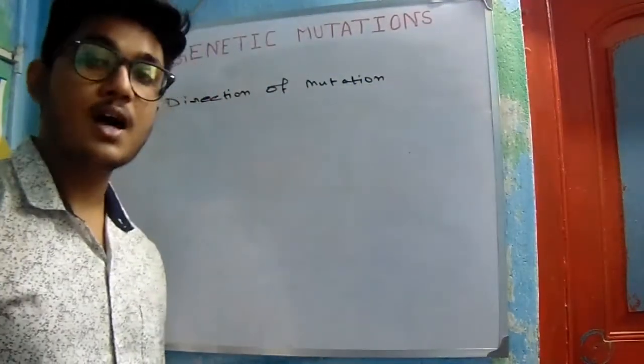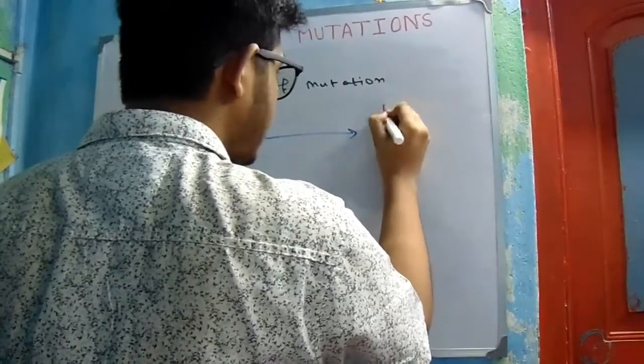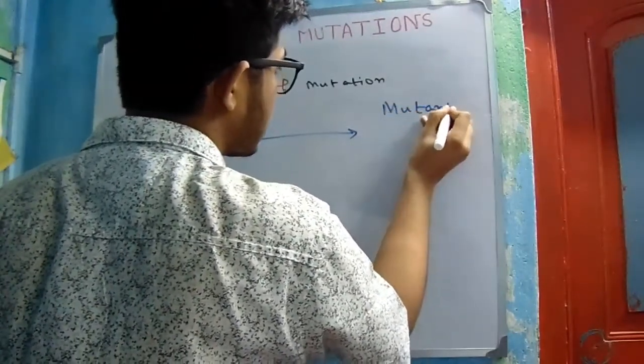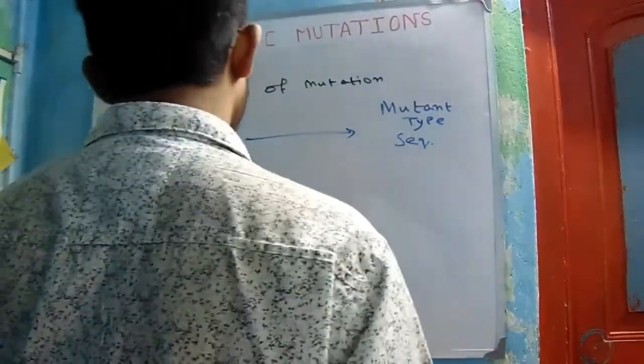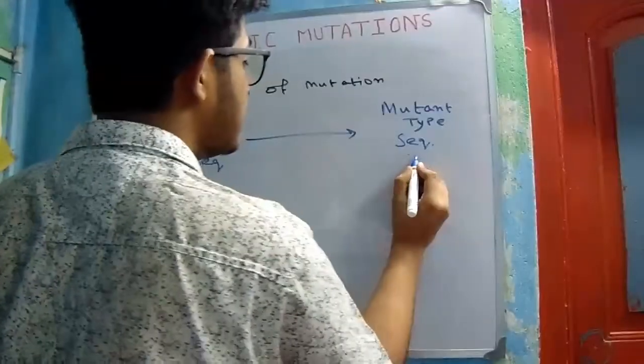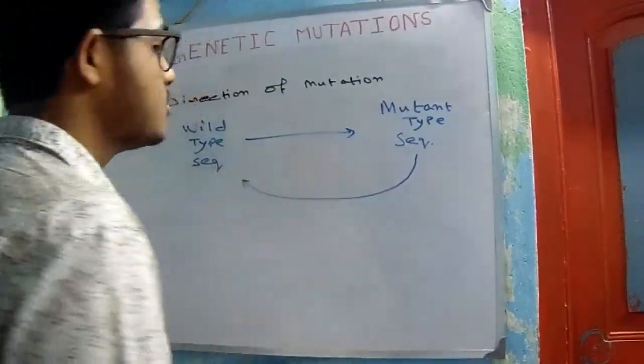When the DNA sequence is unaltered, that means it is in its original form, we call it wild type sequence or allele. And after the mutation, it becomes mutant type sequence. And sometimes I'm saying it's not permanent because sometimes the mutant type goes back to its old form, that is the wild type sequence.